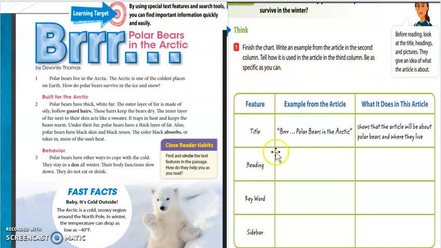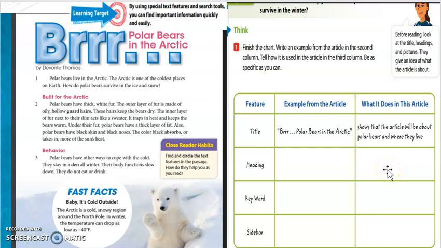Now, there's 3 columns here, boys and girls. In the first column are our text features. We have title, heading, keyword, and sidebar. We also have example from the article, and the third column is what it does in the article. It looks like the first one was done for us already. For the title, that's easy. We know the title was what? Yes, Brr, Polar Bears in the Arctic. And what it does is it shows that the article will be about polar bears and where they live.